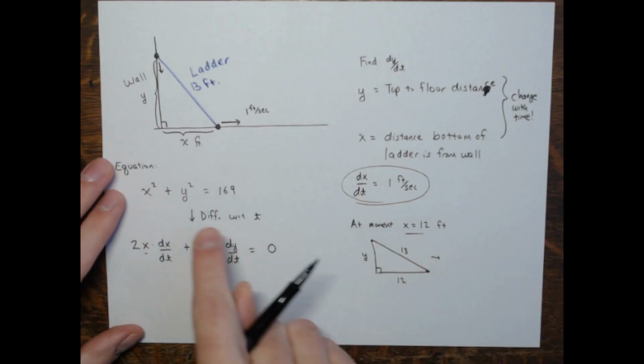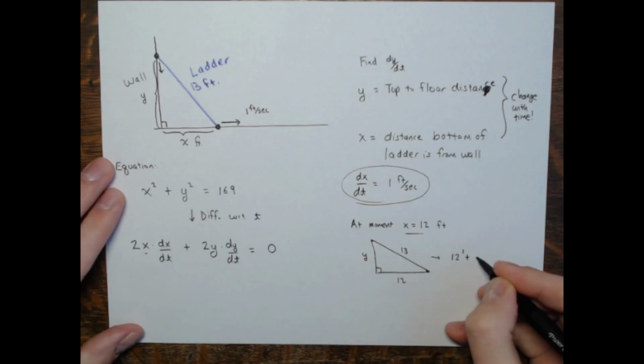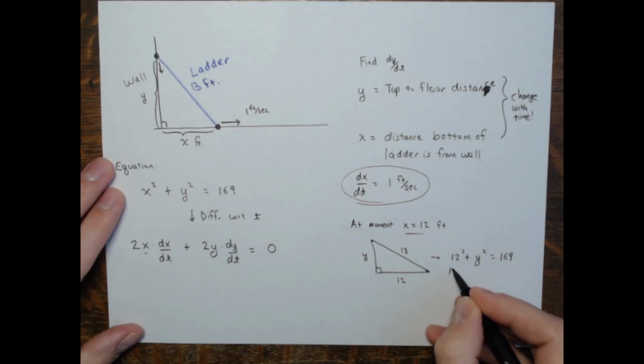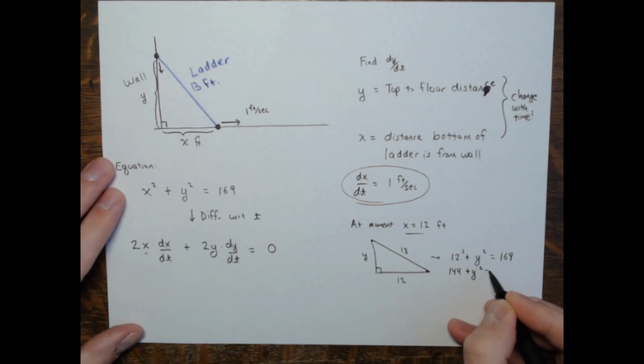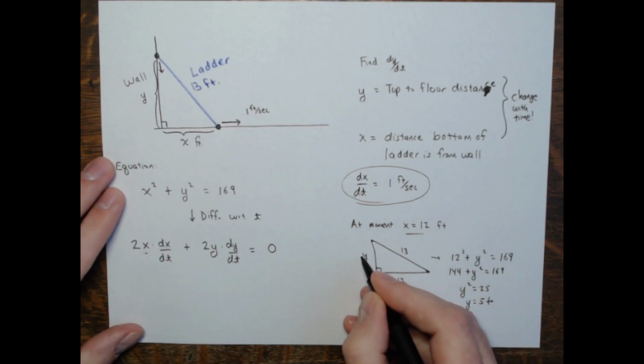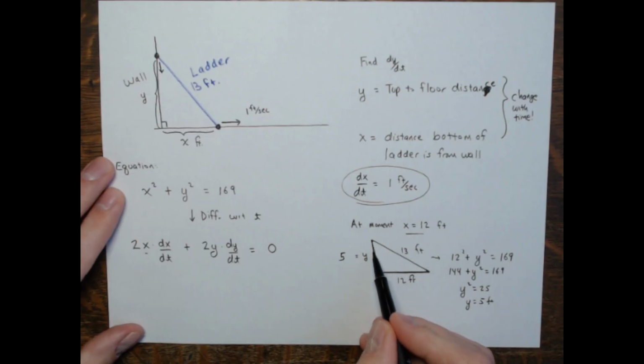And that's where the equation comes in again, right? 12 squared plus y squared should be equal to 169. 12 squared is 144 plus y squared equals 169. Subtract 144, right? Y squared should be 25. So y is 5 feet. So at that moment, when the bottom of the ladder is 12 feet away from the wall, the top of the ladder is 5 feet from the floor.